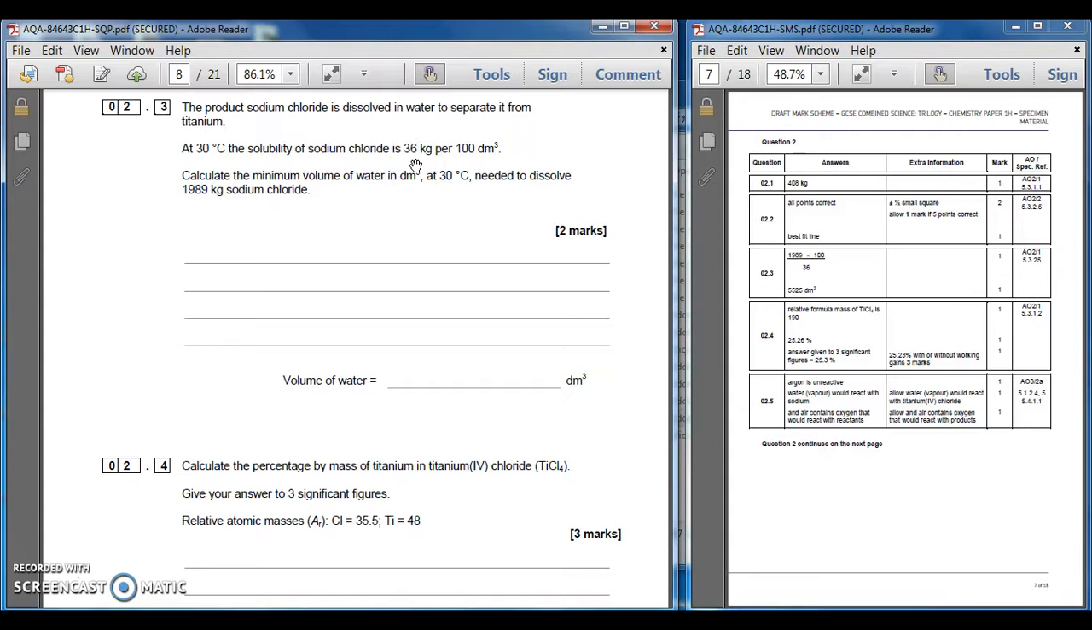So the correct answer is 5,525. And a lot of people got it wrong because they might have put 55.25. So you're off by a factor of 100 because you didn't take this bit into account. Which is a bit of a tricky one, to be honest.